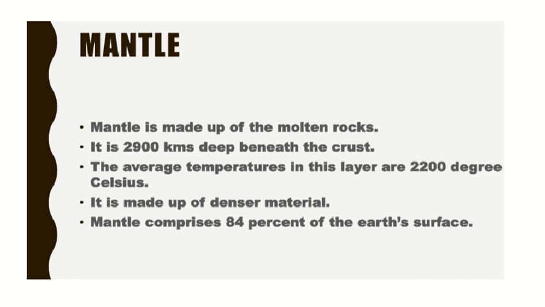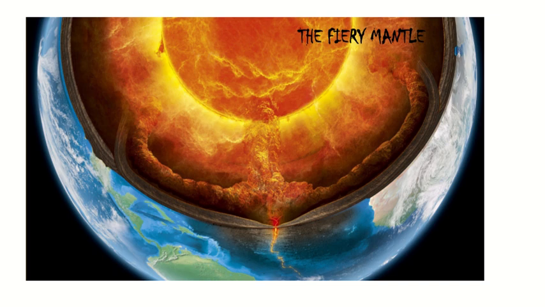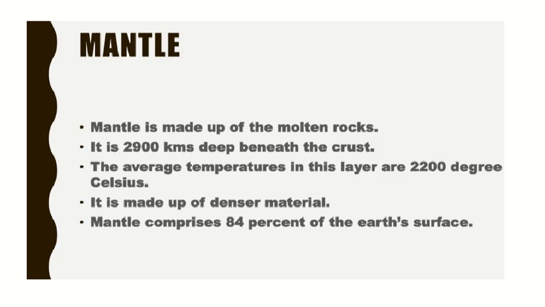The next is the mantle, which is made up of molten rock material and is about 2,900 kilometers deep beneath the earth's crust. The average temperature here is 2200 degrees Celsius, and it is made up of denser material. The mantle comprises 84% of the earth's volume.